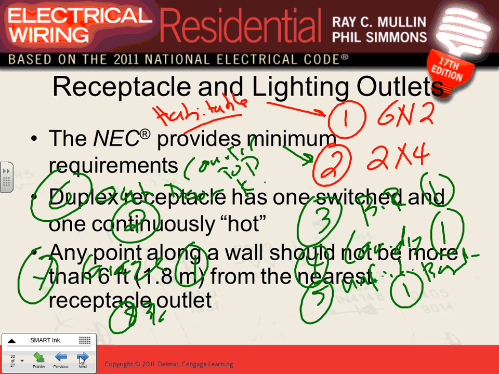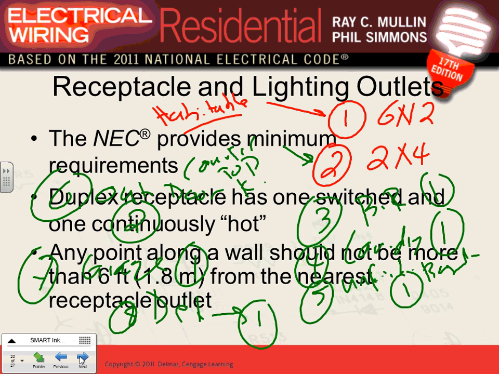Balcony or deck. Let's say deck is easier. Deck is going to be 1 receptacle. Any questions, guys? Balconies or deck is going to be 1 receptacle. Unfinished basement, 1 receptacle.